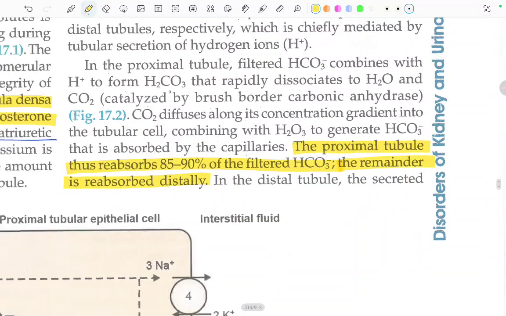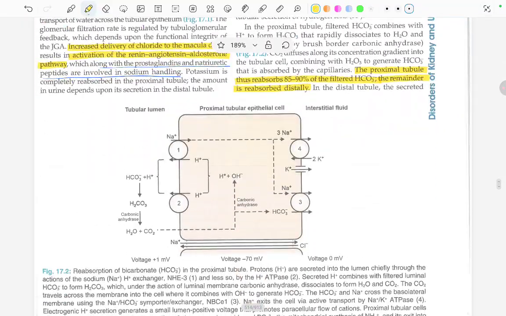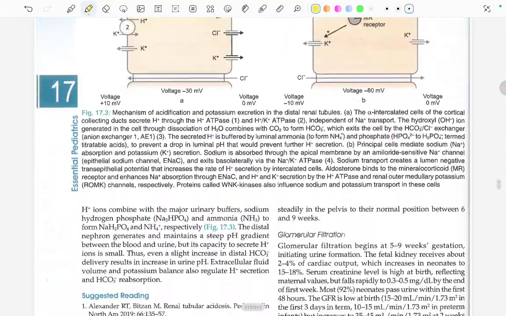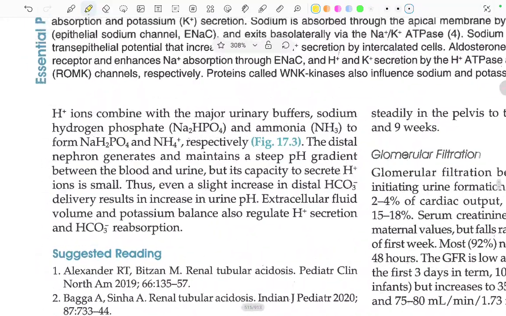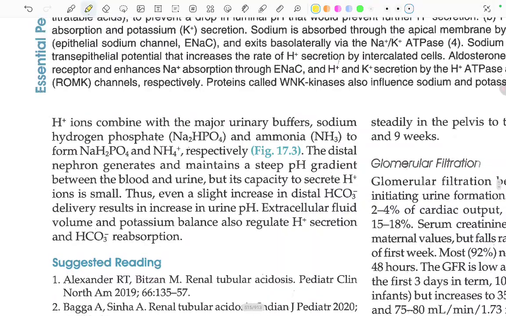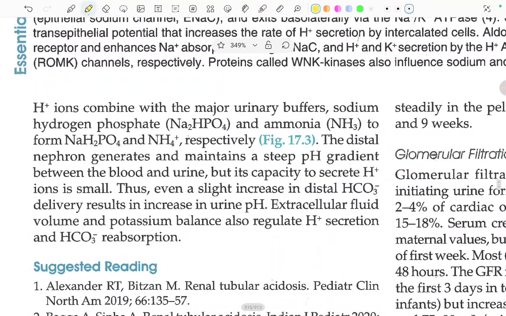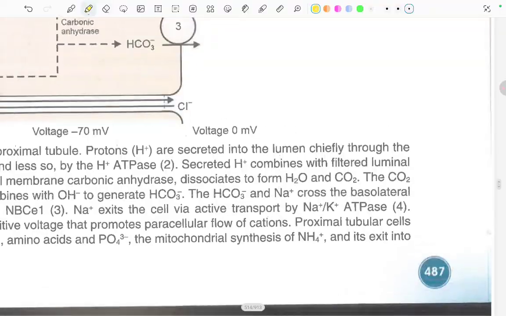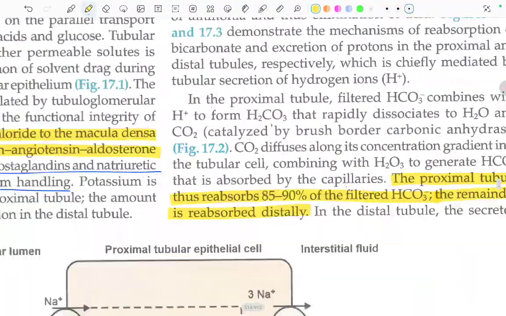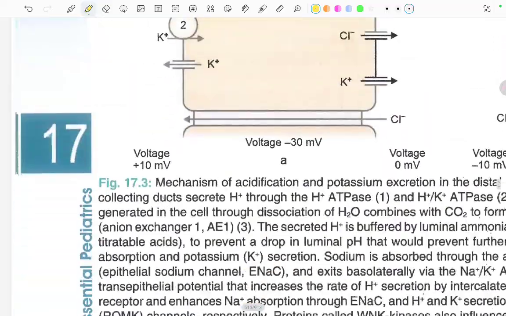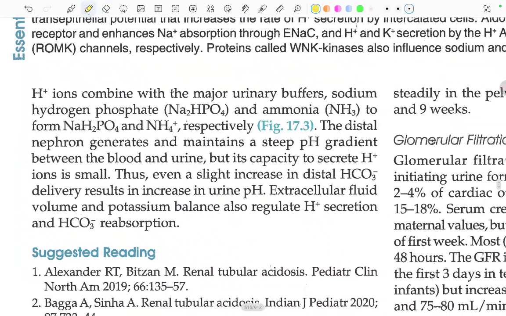In the distal tubule, the secreted hydrogen ion combines with the major urinary buffers. So what was happening? In the distal tubule, the secreted H plus ions combine with the major urinary buffers, sodium hydrogen phosphate and ammonia, to form NaH2PO4 and NH4 plus respectively.